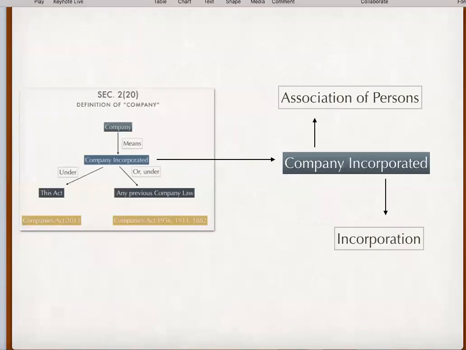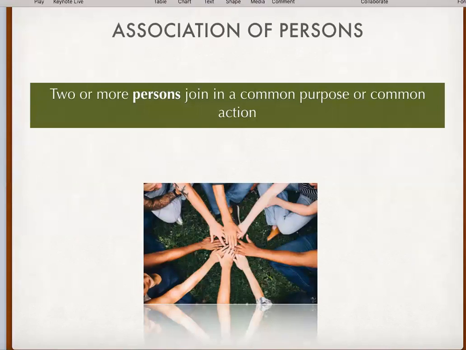Now, as I said, we're going to interpret the meaning of this term, company incorporated, because the definition seems to be incomplete. Firstly, the company means the association of persons, and incorporated means the incorporation. So what is the meaning of association of persons, and what do you mean by incorporation? That'll be talked about further. Firstly, an association of persons can be defined as when two or more persons join in for a common purpose or for common action. The common purpose could be anything.